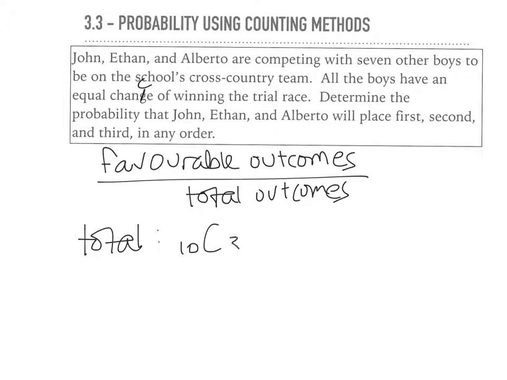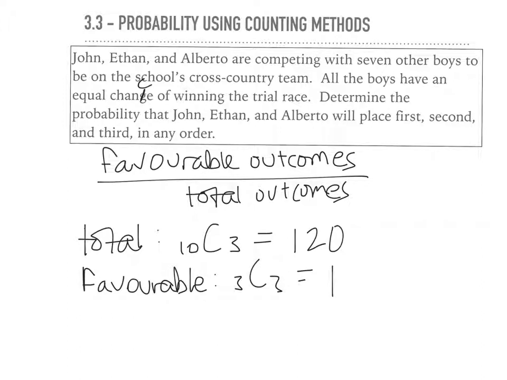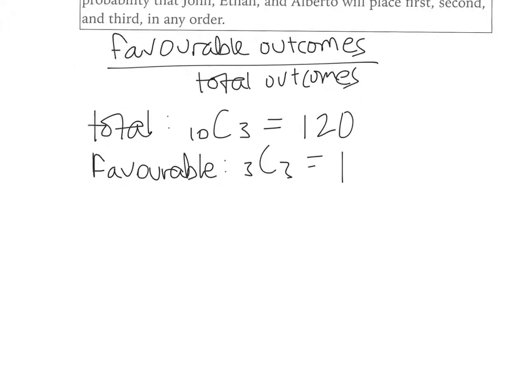Okay, so if we're just choosing the top 3, 10 choose 3, and I just do 10 choose 3 on my calculator. Okay, sorry, just give me 1 second. I should have done it in advance, but I didn't. If I do 10 choose 3, I get 120. And then the favorable situation for our 3 boys to all make it in the top 3, this is the part I find students have trouble with, but there's 3 of them and we want to choose all 3 of them. So it's 3 choose 3, which if you type that in, you get 1.